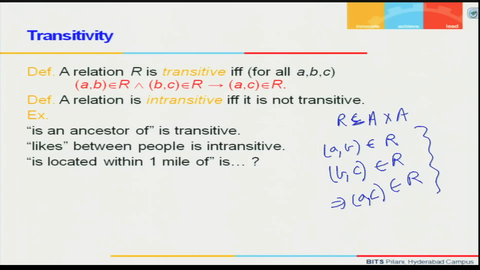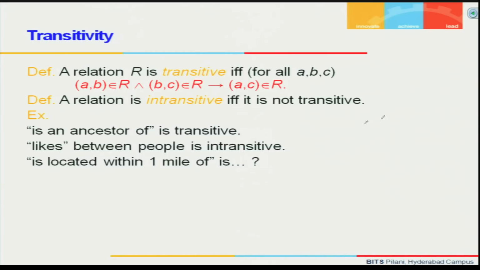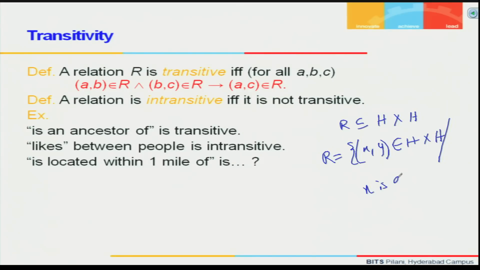We will take a simple example and see it. H represents the set of all human beings. Then R is a relation that is acting on H cross H. Say I am defining R like this: the set of all x comma y that are there in H cross H, such that x is an ancestor of y.